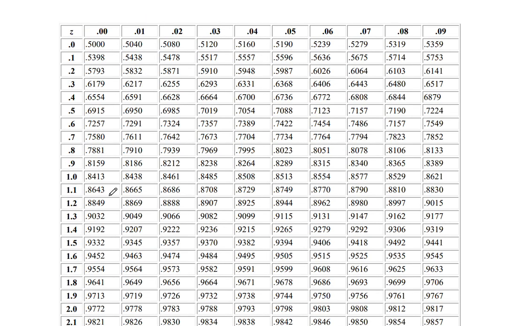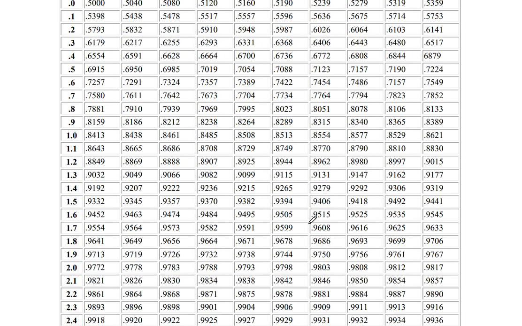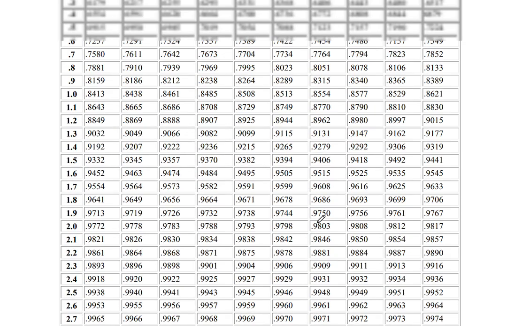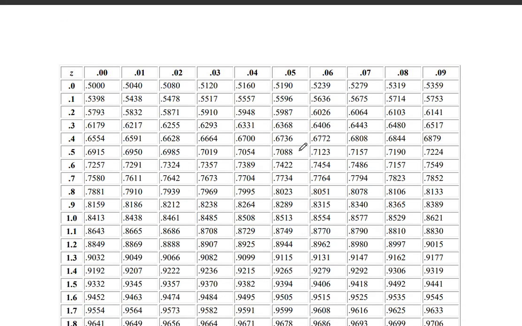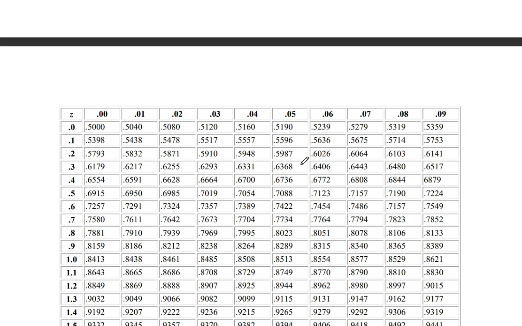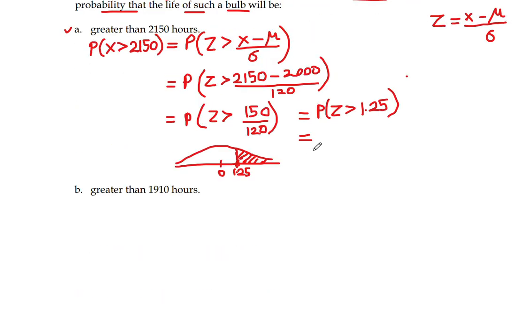So if I were to, for example, read 1.10 here, this 0.8643 would represent the probability of the area to the left, or we could say less than 1.10. When you read from the standard normal table, it always gives you the probability of the area to the left of a Z value, or less than a Z value. This is very important to understand.